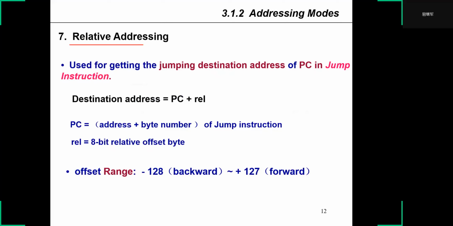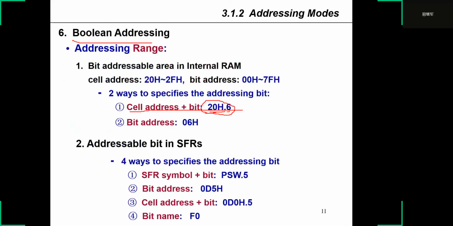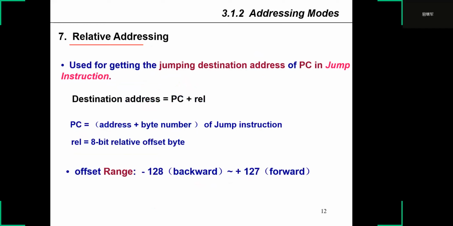Relative addressing. Use it for getting the jumping destination address of PC in the jump instruction. Just like indexed addressing, we can get the address with PC and the relative address. PC is the address of the jump instruction, equal to the 8-bit relative offset. PC is the current address. Offset range.